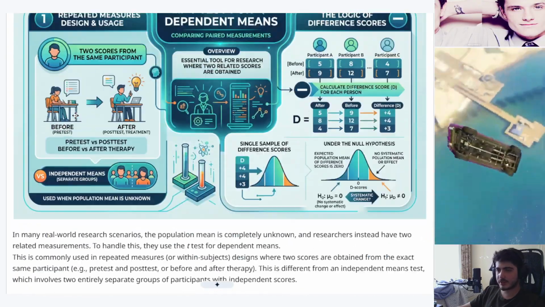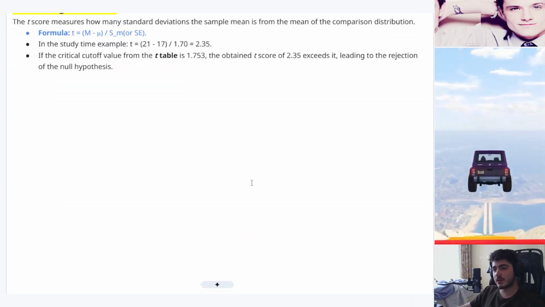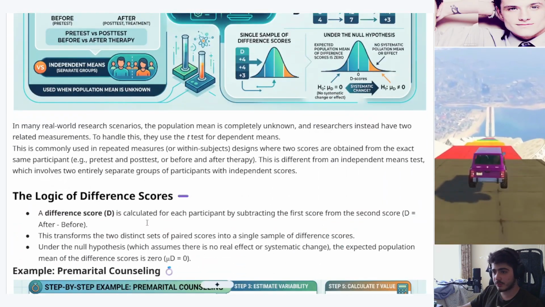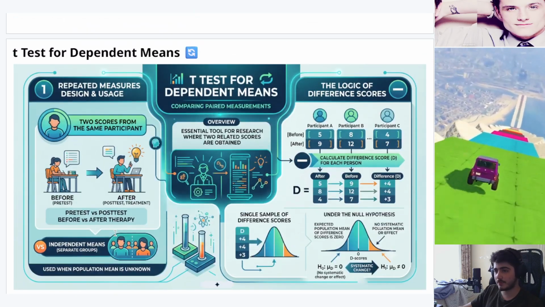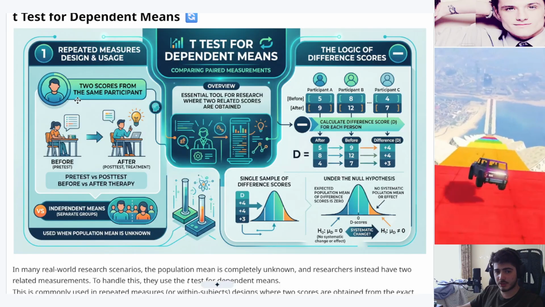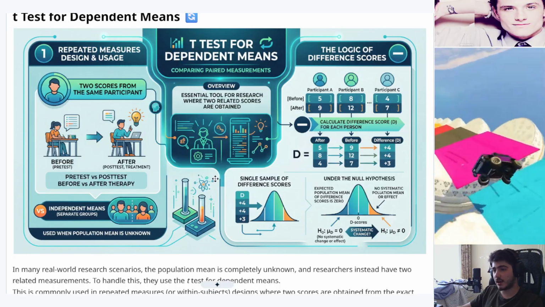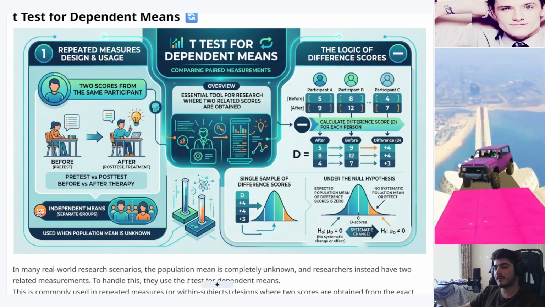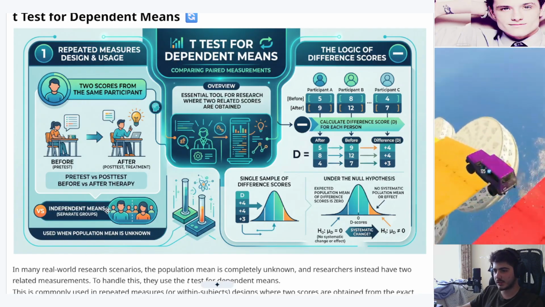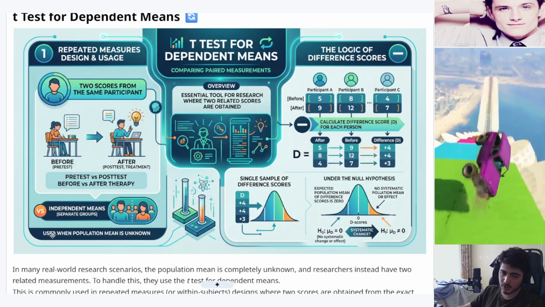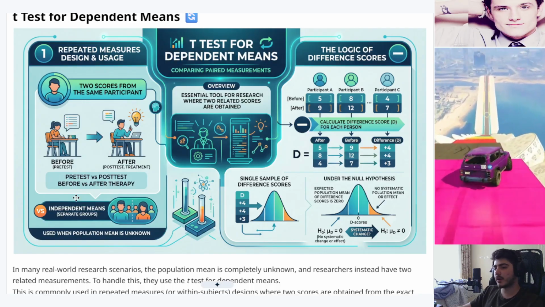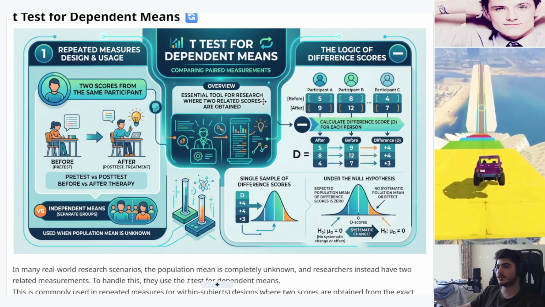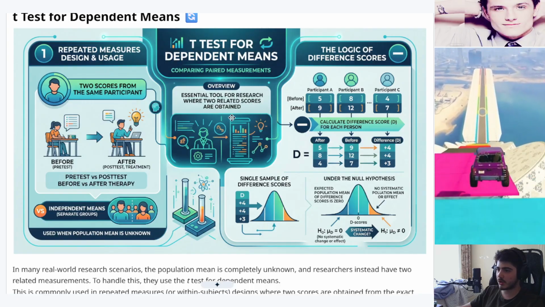So, looking at the t-test for dependent means. Now, until now, we have always had a single sample to go off of, and our universe sample. So, it's usually used in before and after treatments, pre-test versus post-test, before versus after therapy. The counter to this is the independent means test, which we will get to in the next week's video. But dependent means basically means before-after calculations. It's an essential tool for research where two related scores are obtained.